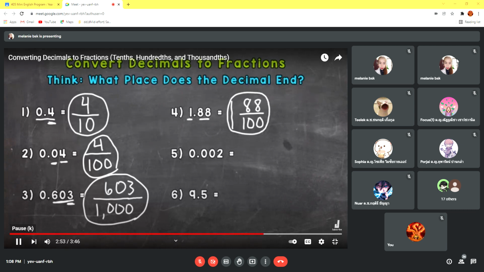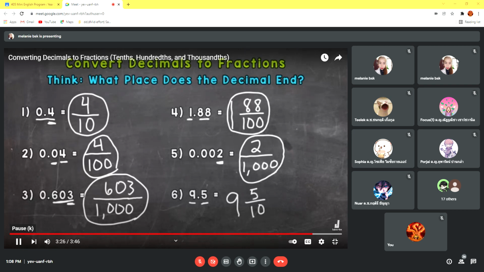Number 5, we end in the thousandths. That's where the 2 sits. So our denominator is 1,000. And the number to the right of the decimal is just a 2. So we have 2 thousandths. And then number 6, we have another mixed number where we have a whole 9. The decimal portion ends in the tenths, so that's our denominator. And we have a numerator of 5, so 9 and 5 tenths.